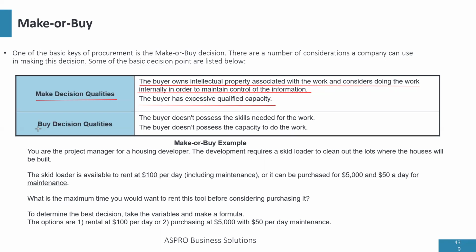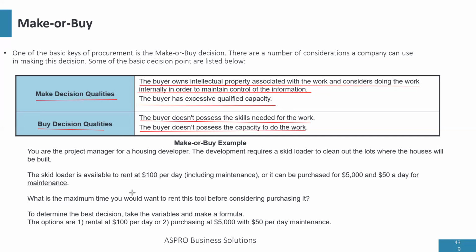Now, when do you make a buy decision? When the buyer doesn't possess skills. The buyer is the company that is doing the work, that wants to outsource. If the company doesn't have the skills, they can't do the work, you're forced to outsource. Or the buyer doesn't possess the capacity to do the work. They have the skills, but not the capacity. They have to outsource part of the work. So that is make or buy decision analysis.